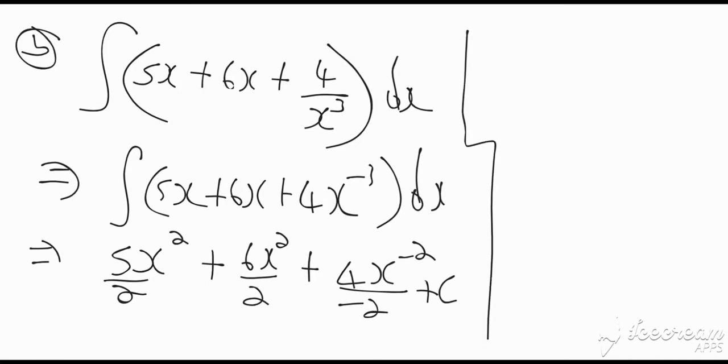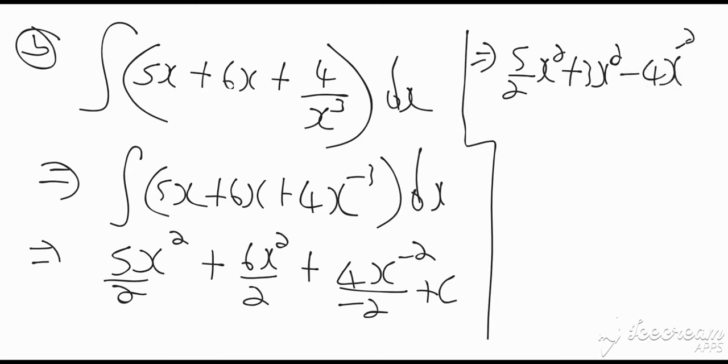And notice, because I had 5x plus 6x, really and truly I could have written it as 11x, right? So when I break this down here, I'm going to have 5 over 2 x squared plus 3x squared minus 4x to the minus 2 plus c.